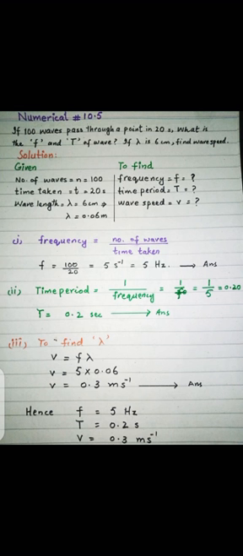Hence, frequency equals 5 Hz, time period of the waves is 0.2 second, and the wave speed is 0.3 meter per second. Have you got it? Okay.